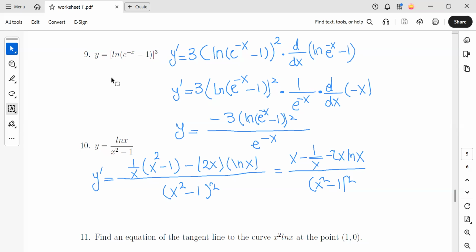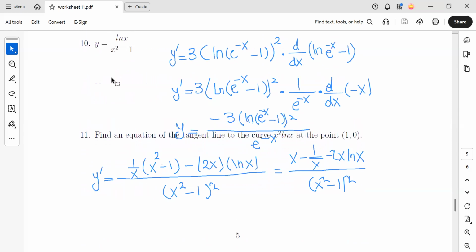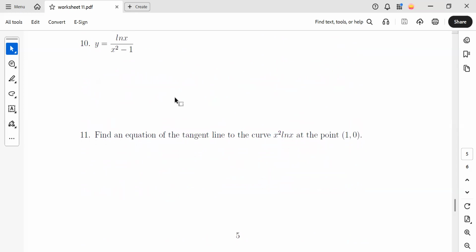Okay, let's move on to the next one, number 11. Number 11 is about finding the equation of the tangent line. Whenever we want to find the equation of a line, we need a slope and we need a point. So the curve here is x squared ln of x. So y is x squared ln of x, and y prime will be found using the product rule.